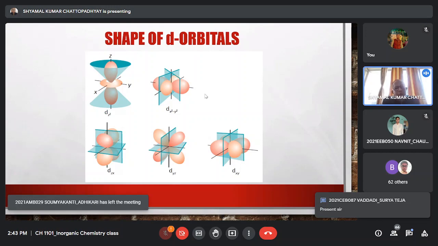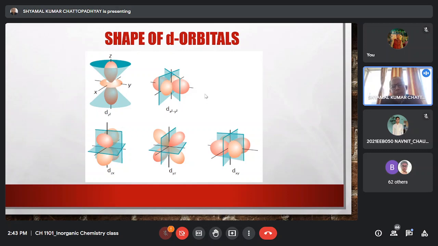the number of nodal planes or nodal surfaces will be equal to the L value of that orbital. So for s orbital L equal to 0, there will be no nodal plane or nodal surface. For each of the p orbitals L equal to 1, so there will be one nodal plane for each of the p orbitals, right? And L equal to 2 for d orbital. So for each of the d orbitals, we expect two nodal planes or two nodal surfaces. Okay.